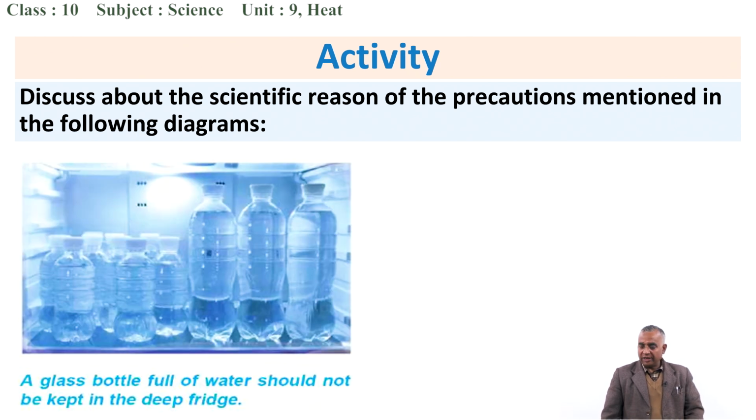In the first diagram you can see a number of bottles with different amounts of water. A glass bottle full of water should not be kept in the deep fridge. That means we do not place a water bottle completely filled with water in the fridge to make it ice, that is, to solidify it. What is the cause?